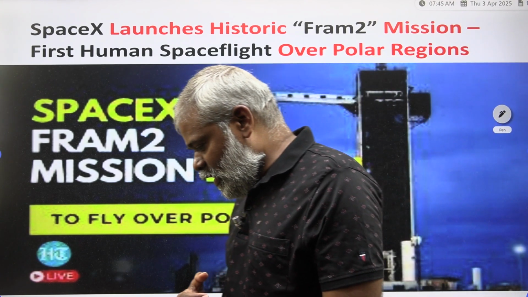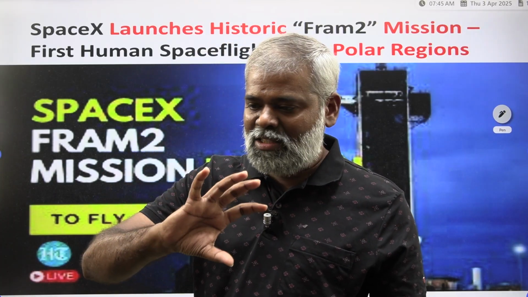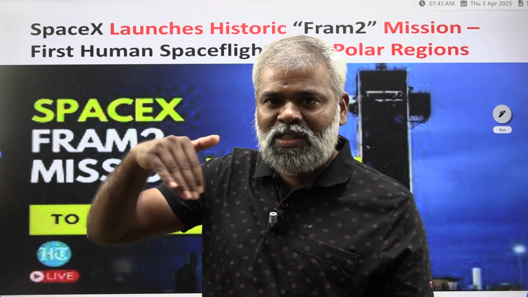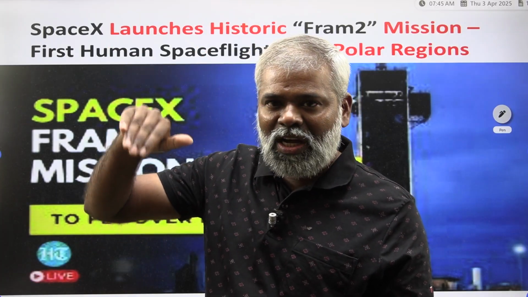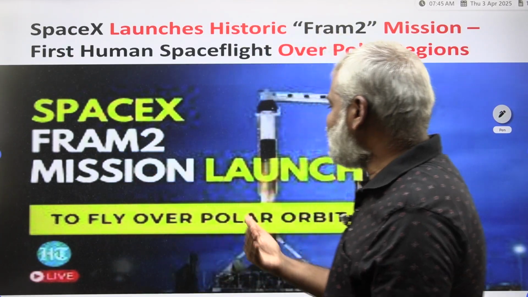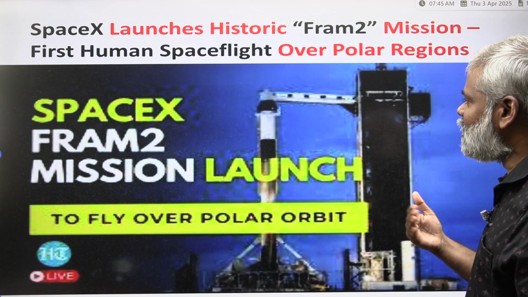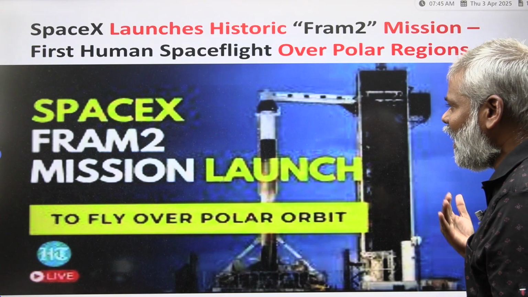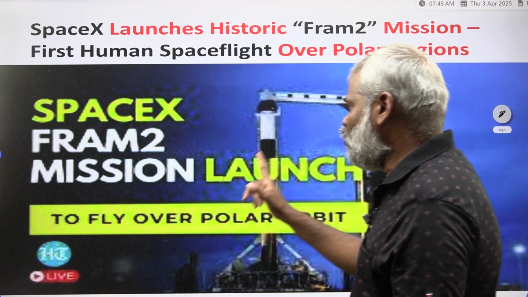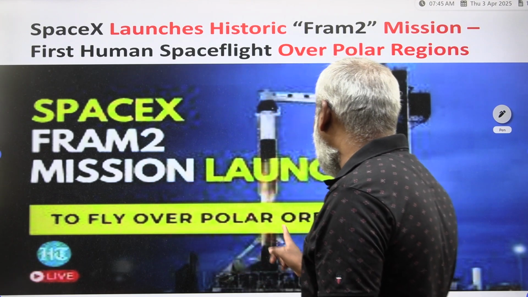Suppose you take our Earth, it is not in a spherical shape. At the poles there is some bend. So that's why no one could send space flights up to these polar regions. Now Elon Musk's people have sent the SpaceX Fram2 mission to fly over polar orbit.